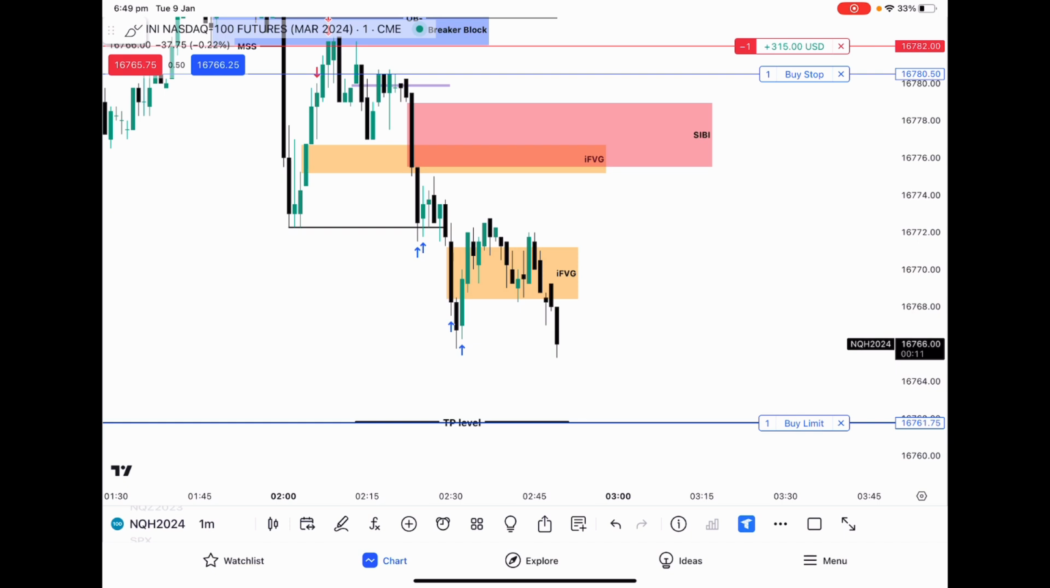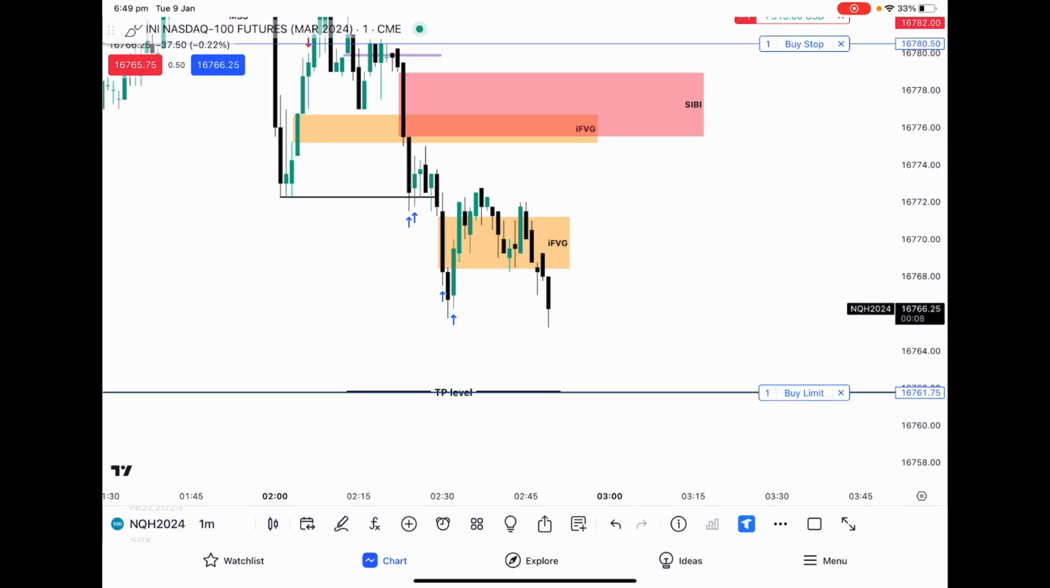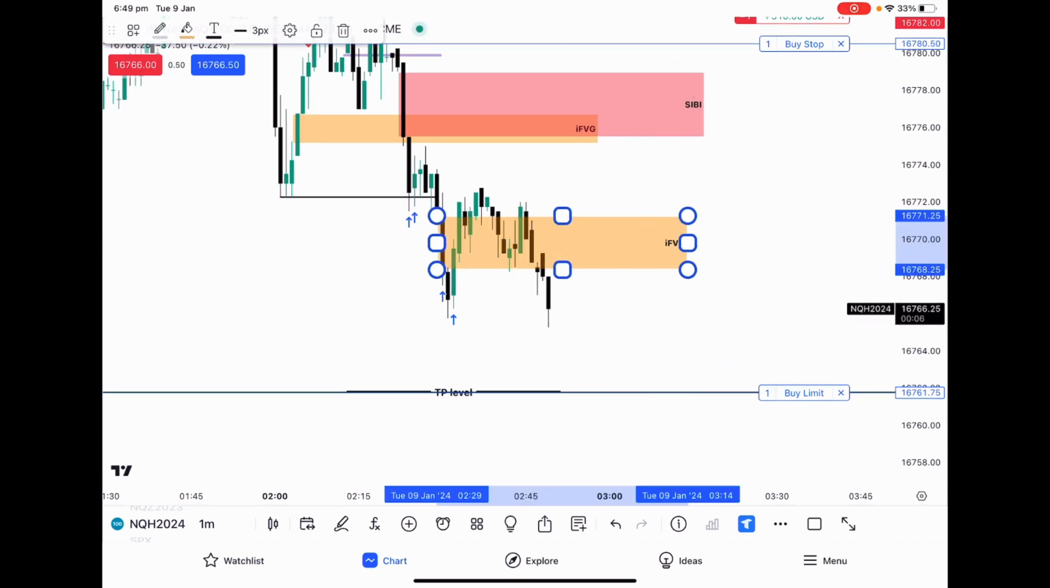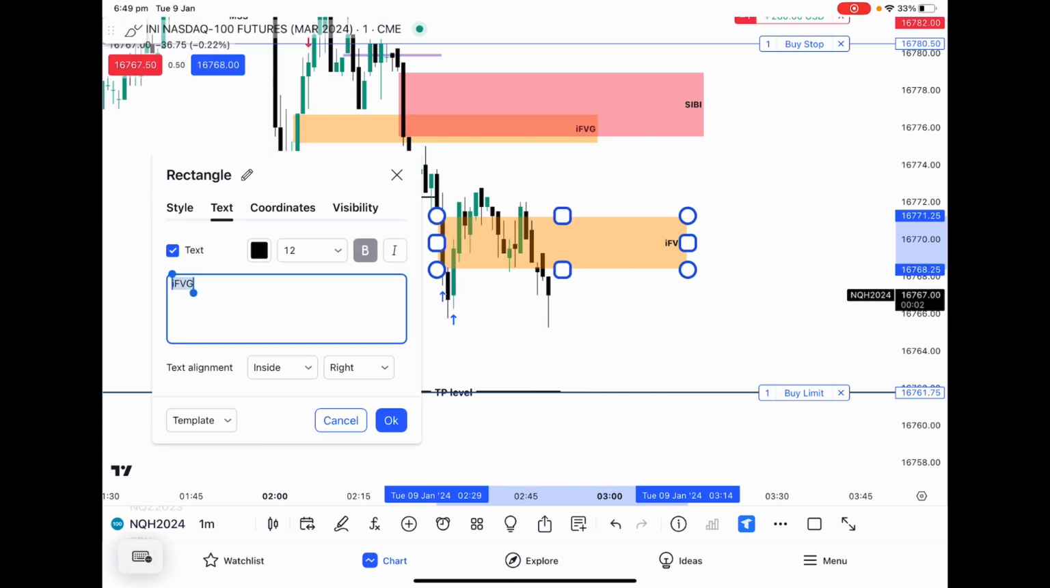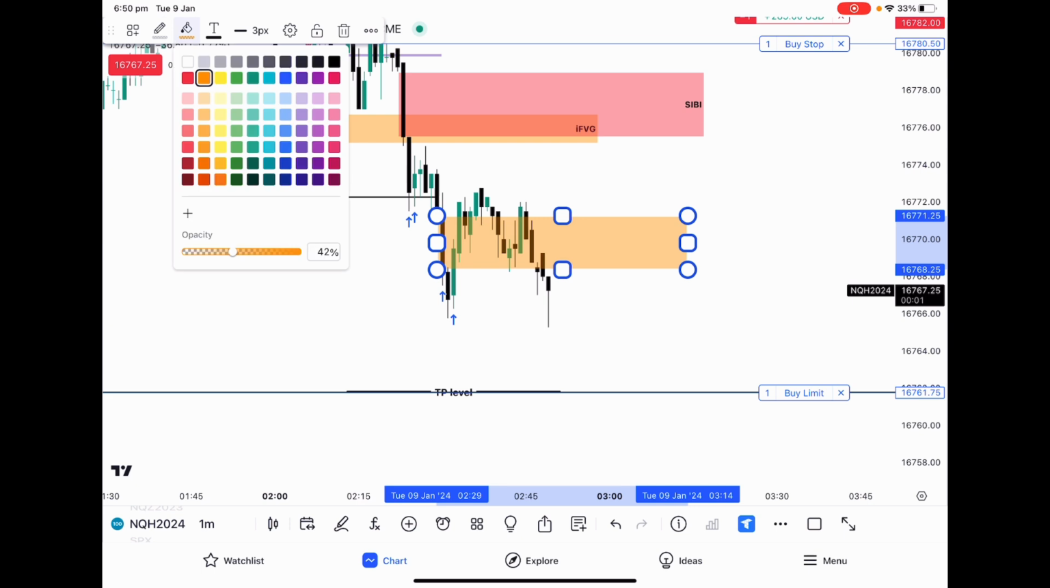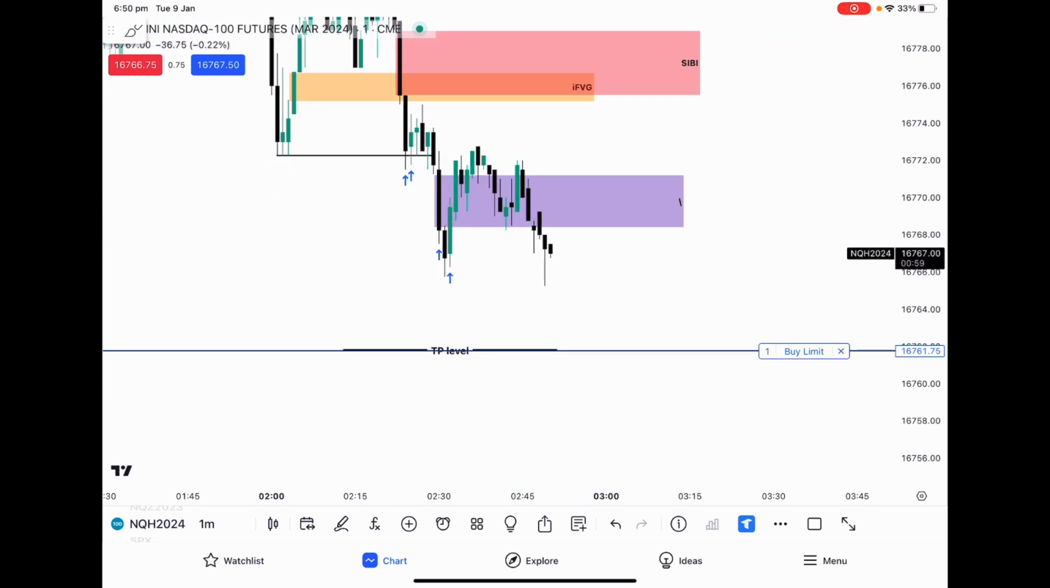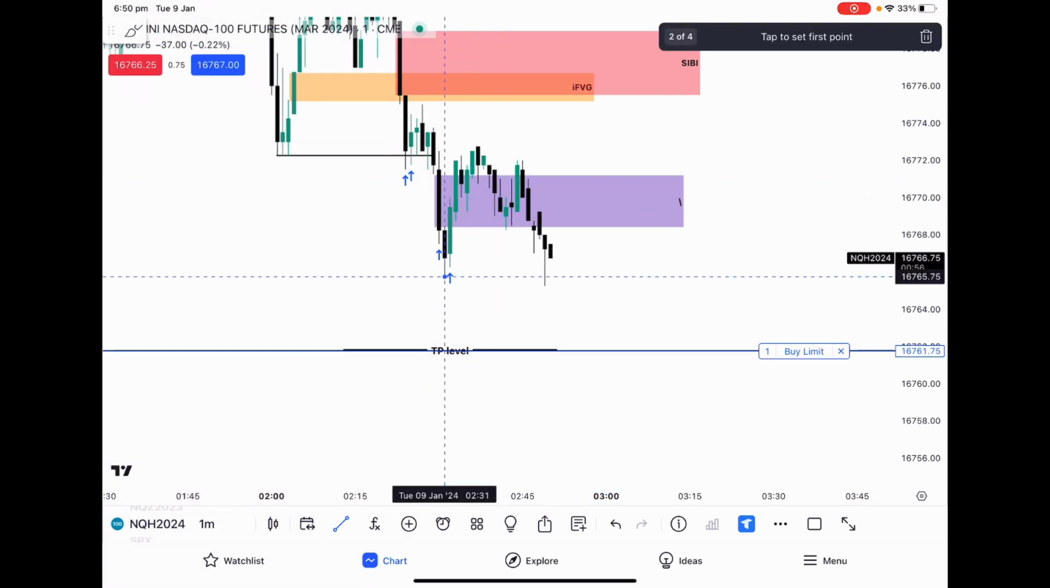Alrighty, so we've got some interesting price action now. Let's have a chat about it. I'm going to extend that across. We're going to get rid of the text from here for now. We're going to create that as a purple box. Right now, we've just swept some more sell side liquidity.